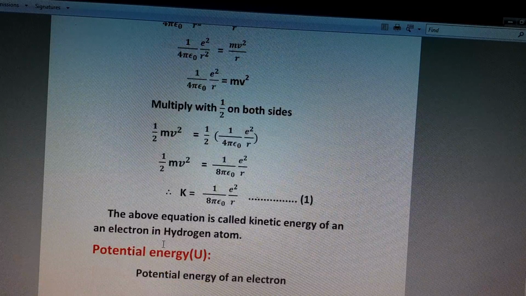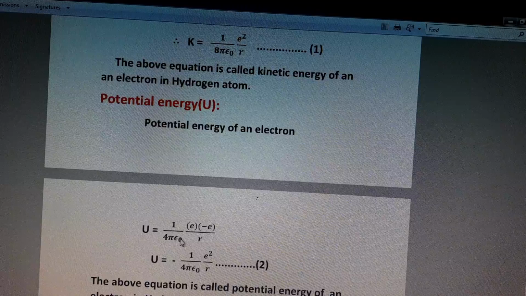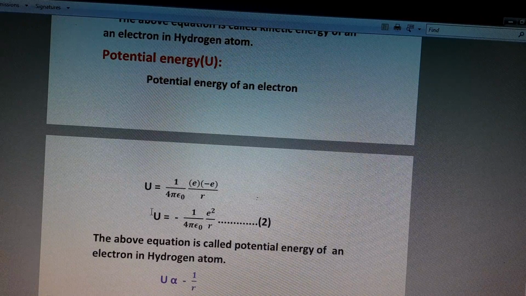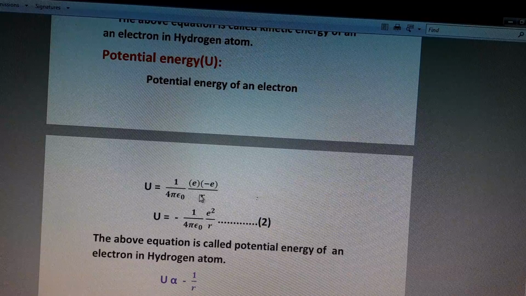So we can also calculate the potential energy. The potential energy of an electron, by the simple method, U is equal to 1 by 4 pi epsilon naught Q1 Q2 by R.